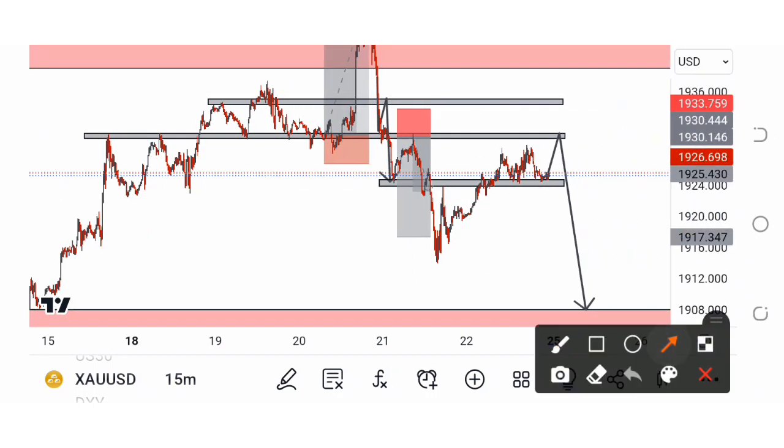So next week, by the way, take this as a signal. Personally, this is how I trade next week. I'm looking to sell this market either here, or if it can break below here.